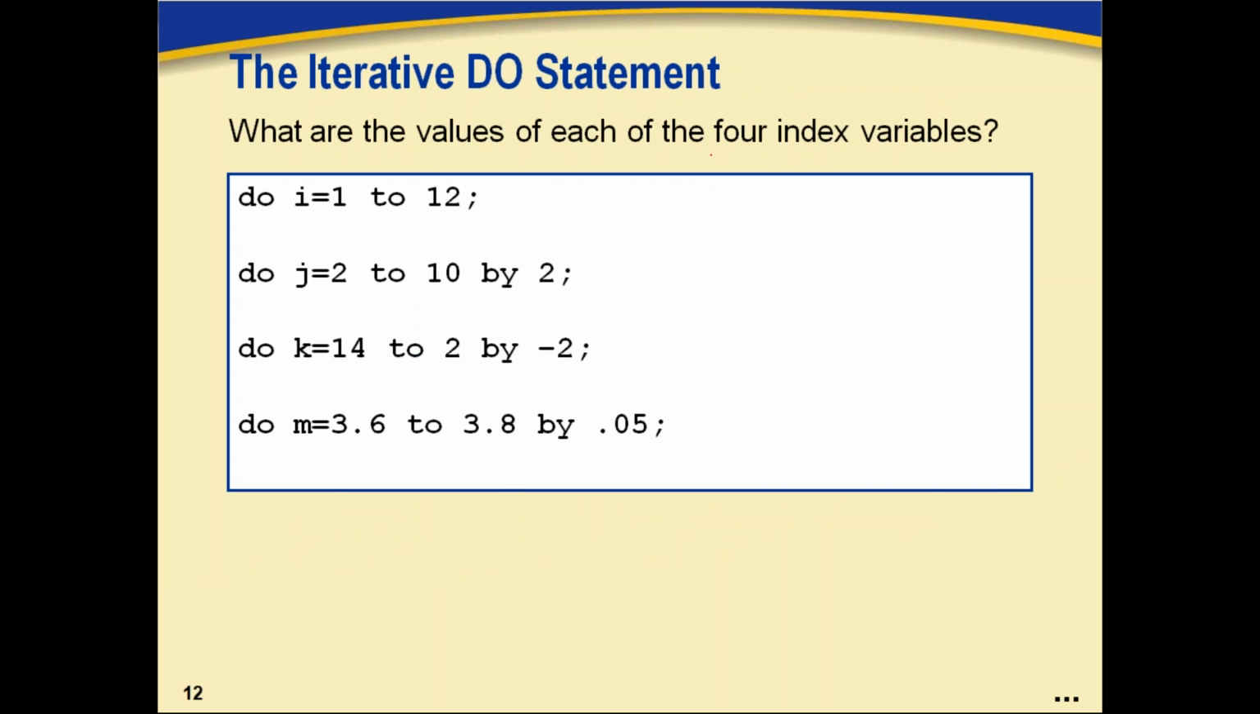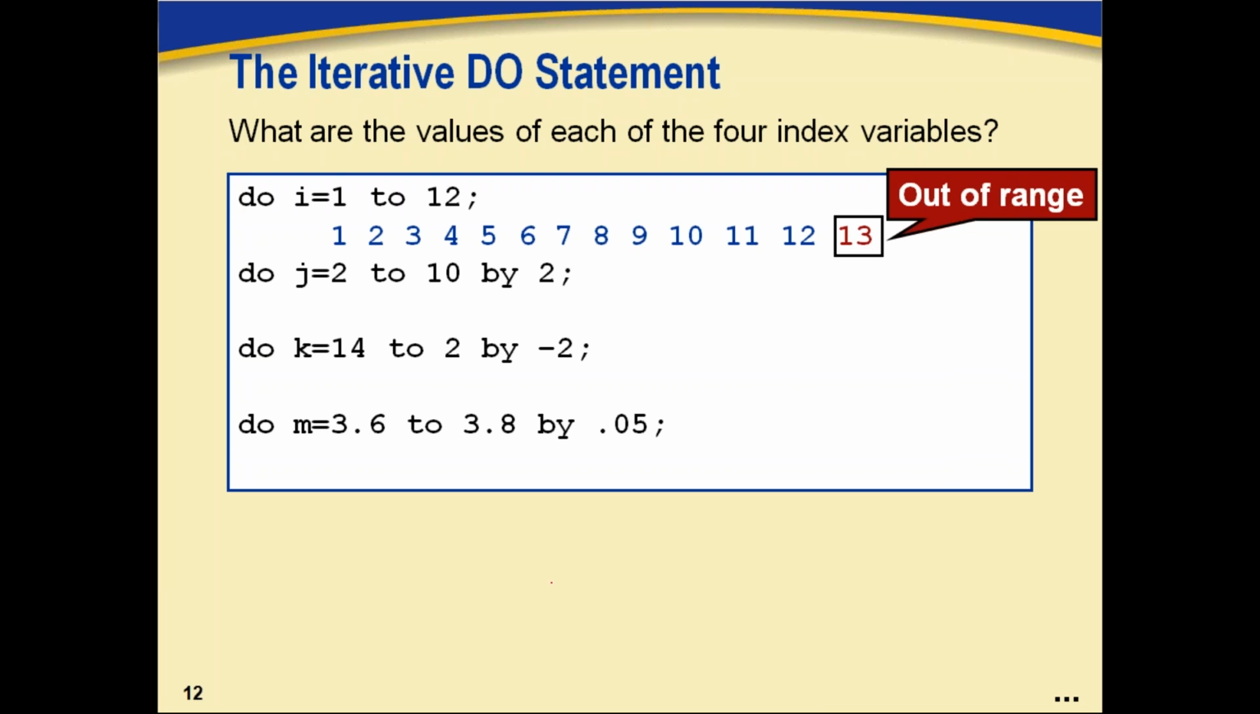Okay, these are some of the examples. So do I equals to 1 to 12. How many times will the loop execute? It executes 12 times. When the I value is 13, it's out of range, so it won't execute the SAS statements. Whatever statements you have between the do statement and the end statement will be executed only 12 times.